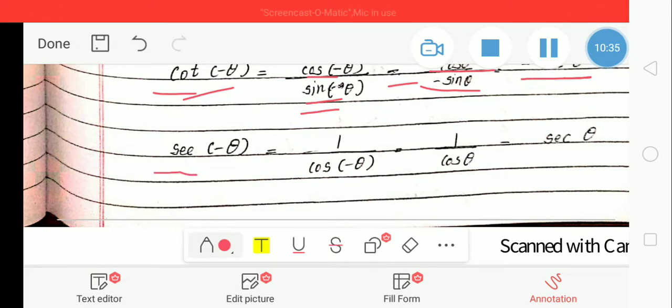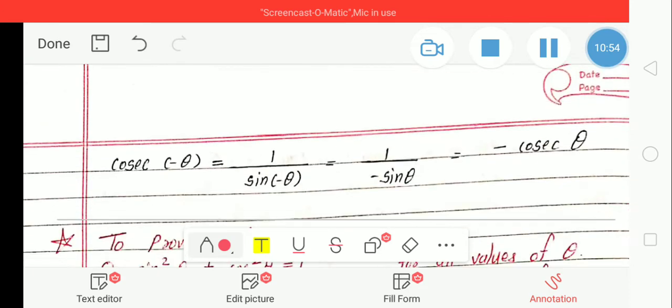Sec minus theta is 1 divided by cos minus theta. We know that sec theta is equal to 1 upon cos theta. So we can write sec minus theta is equal to 1 upon cos minus theta, and cos minus theta means cos theta. So 1 upon cos theta is equal to sec theta. And cosec minus theta is equal to 1 upon sin minus theta, which is minus sin theta. So 1 upon minus sin theta, and 1 upon sin means cosec theta, so it is minus cosec theta.